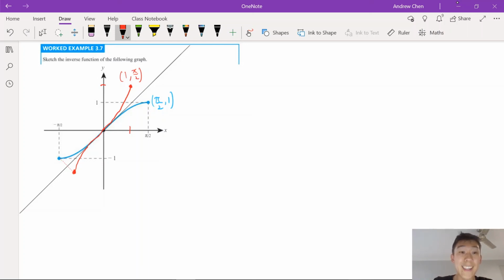You can use this idea if you're stuck drawing it, flipping it across that line. You can use that for a few points to give you an outline of what your inverse should look like. So I hope that helps you with how to sketch inverses.